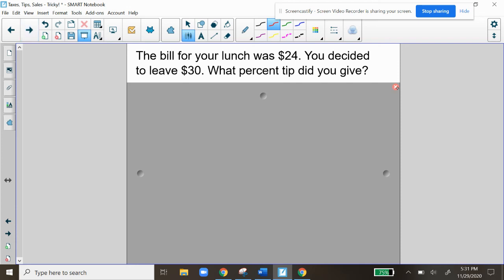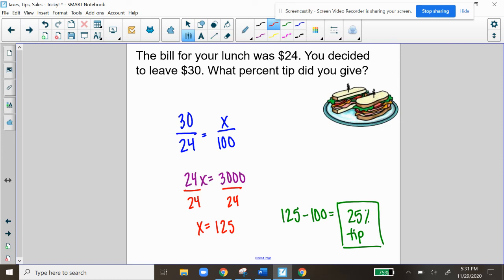All right, you're back. So hopefully you set up your percent proportion. The original bill here was $24. So that's going to go in my denominator. The new price becomes my numerator of $30. And again, the percent that I'm looking for becomes my X. I do my cross multiplication, which becomes 24x equals 3,000. You're going to divide by 24, and you're going to get 125.